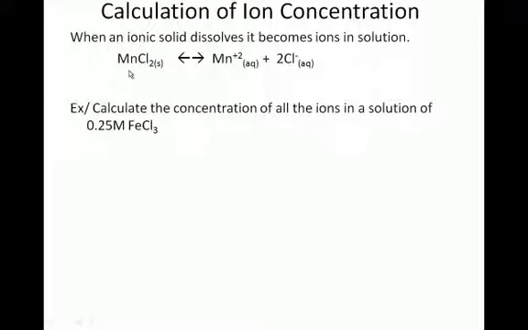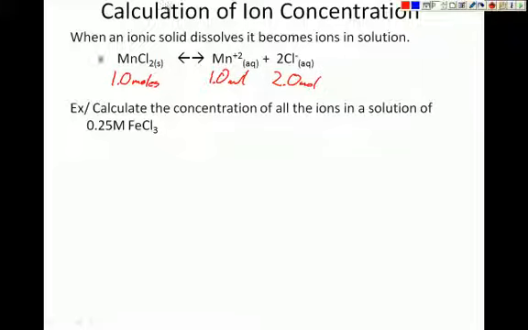So let's imagine that we had 1 mole of manganese 2 chloride. So we have 1.0 moles of manganese 2 chloride. When that dissolves, it's going to break apart and it's going to make 1 mole of this, and it's going to make 2 moles of this.